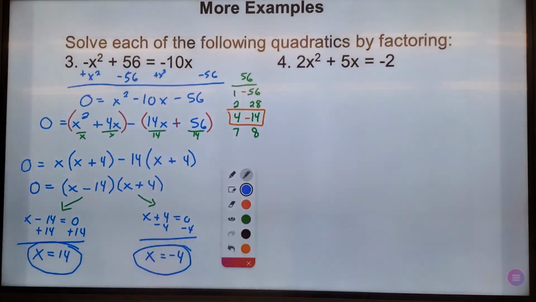Again, you can take those answers, go back to the beginning and plug them in for the x's and make sure that both sides are equal to each other. Okay.